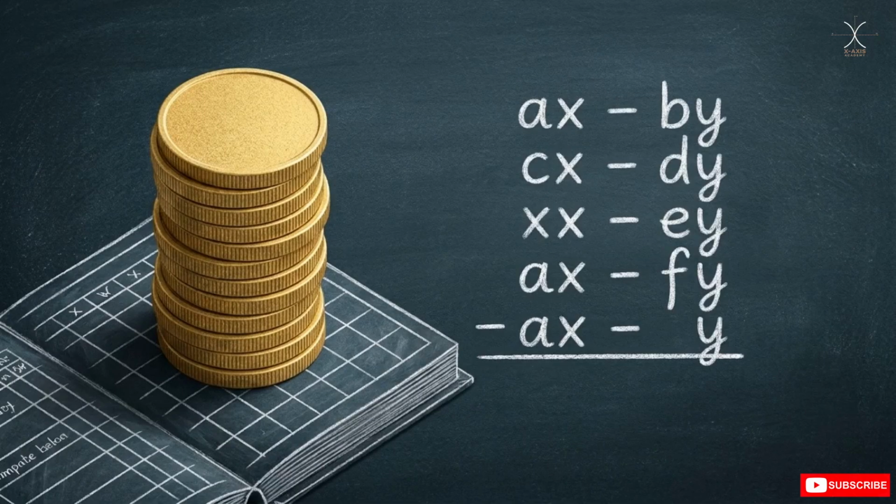Algebraic operations aren't about guessing. They are strict rules of accounting. If you keep your categories clean and meticulously track your signs, the math solves itself.